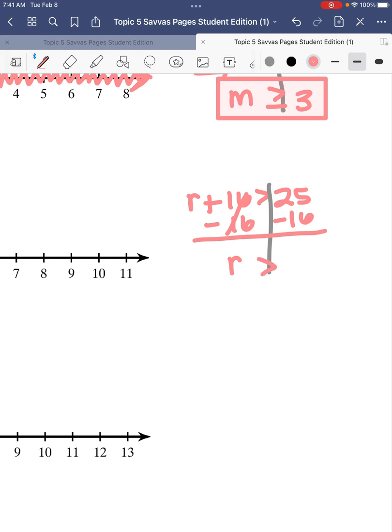And on the other side, I have 25 minus 16. Whether you put it in your calculator or do that in your head, you're going to get 9, positive 9. So r is greater than 9 is our solution. Now that means at 9, I need an open circle. There's my open circle, and I shade the numbers that are bigger than that, so I'm shading towards 11. And I need to include my arrow to show that it keeps on going.